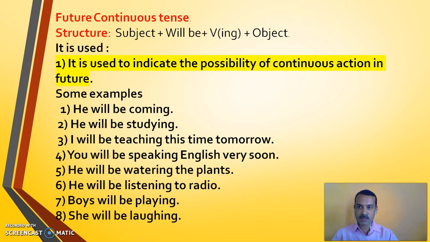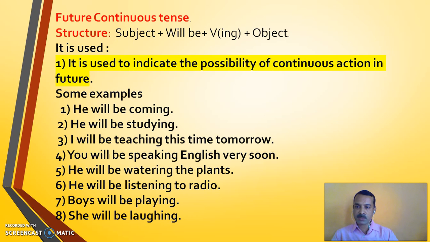In the next example, future continuous tense, it is talking about the possibility of continuous action in future. The formula or the structure of future continuous tense is subject plus will be, shall be plus V ing plus object. And the examples of a future continuous tense are given here.